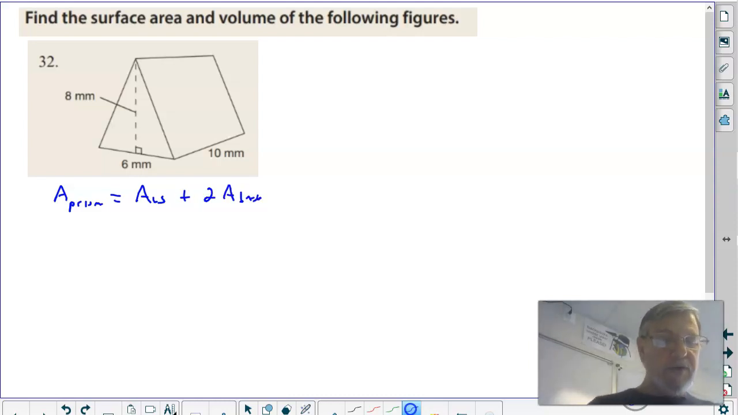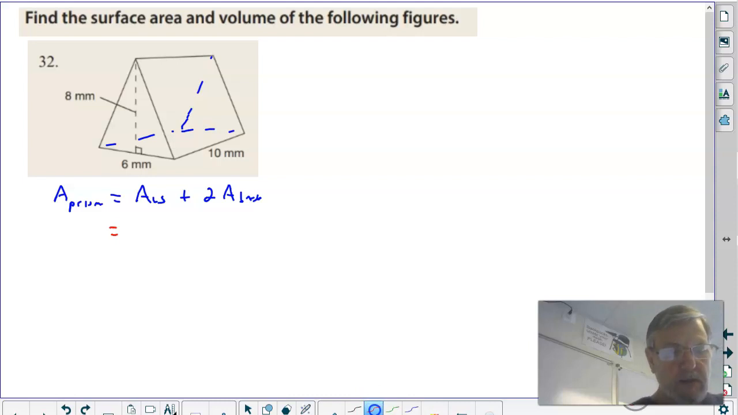Now, the way it's drawn, you can't see it, but there's another base in here, right? It goes like that. Okay, so there are 2 bases, and the base is a triangle, right? So let me go over here. I'll get there in a minute.